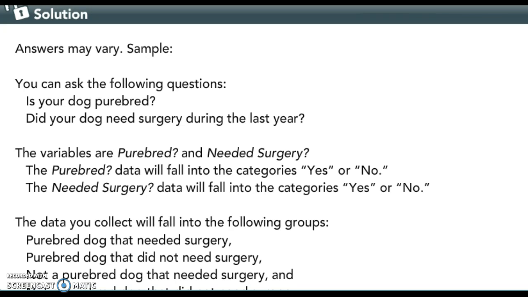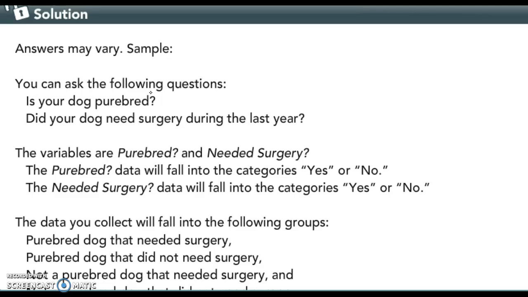So because we want to know about the association between dogs being purebred and needing surgery in the last year, the first thing we're going to need is, do you have a purebred dog? So is your dog a purebred? Something along this question right here. And then, did your dog need surgery in the last year? Once again, we can't ask how many surgeries they need because that would be measurement data. We want to keep it categorical. So does your dog need surgery? The answer is yes or no.